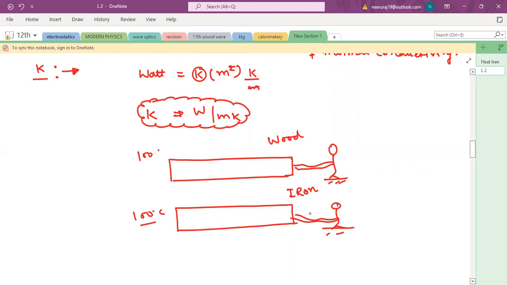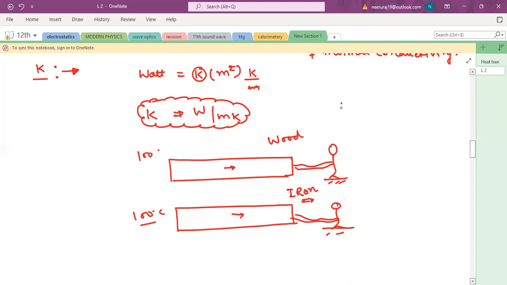Who will feel hotter first? So of course, the person who is holding iron will feel hotter first. Why? Because heat current in iron is more than in wood. And what is the reason?